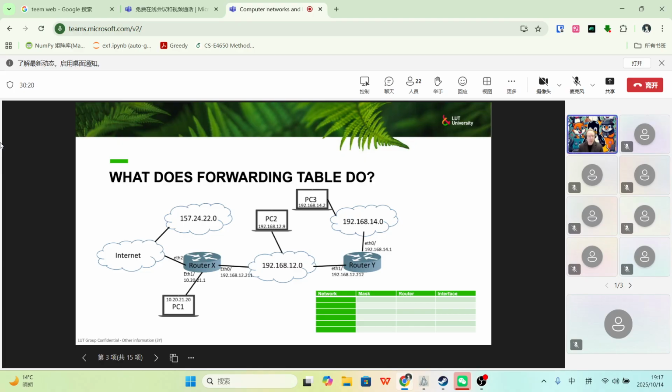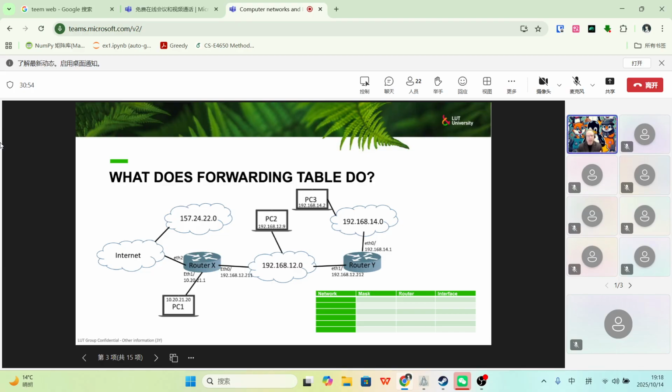Which network should go to our forwarding table? The ones in the clouds? Sorry, I couldn't hear you. The ones in the clouds. Some of them, not all. We don't have to put all of them in our forwarding table. Okay, what is the forwarding table for?